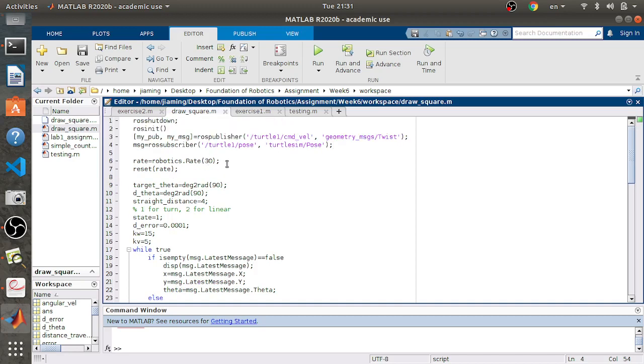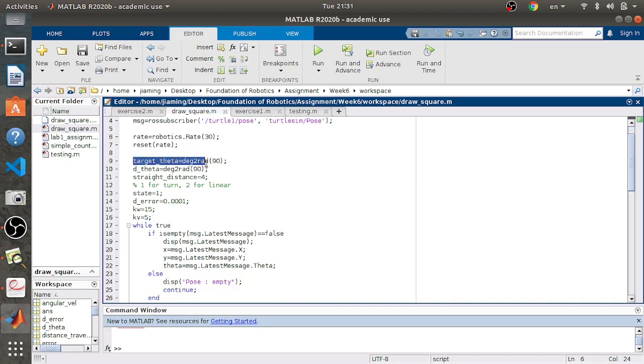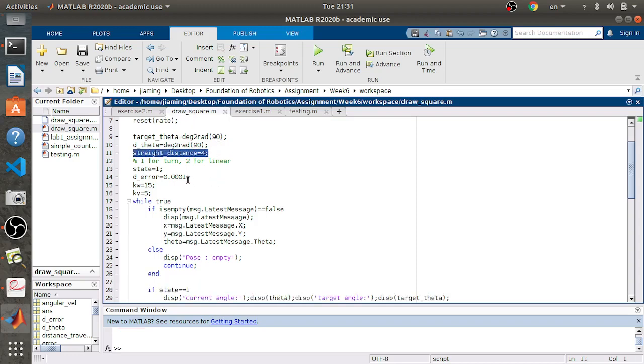So the rate of this code is 30 Hz, and first I define a target degree so that the TurtleSim can be turned from the current angle into this angle, which is 90 degrees, which means that it faces upward. And this is the change of the angle after completing the linear direction. And this is the size or the length of the square.